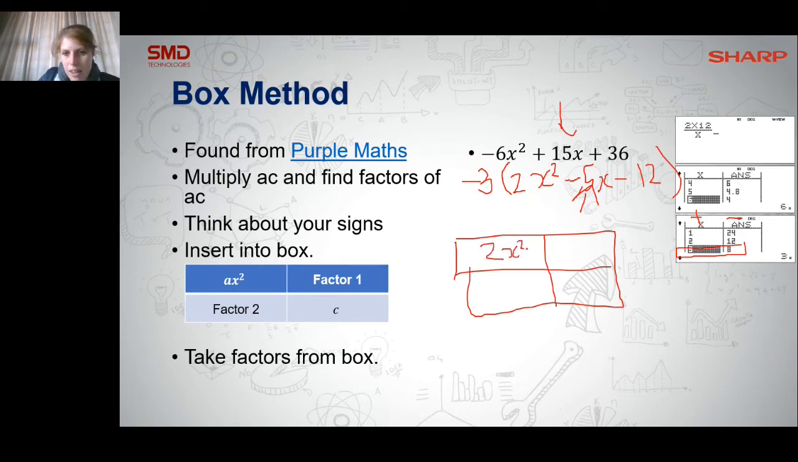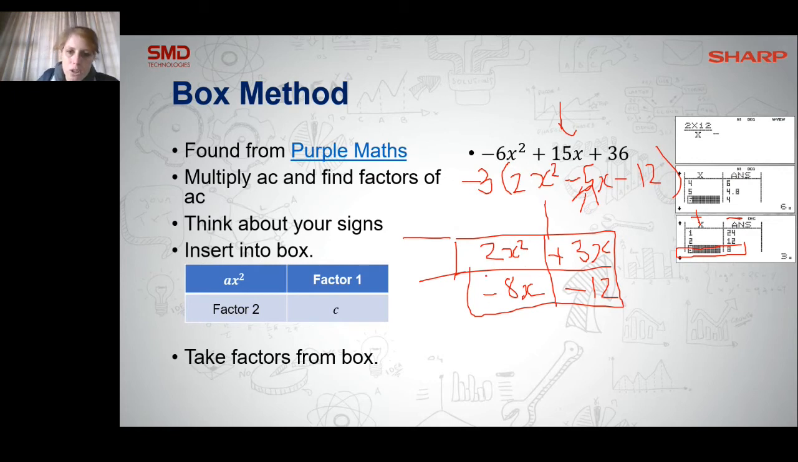Okay. Then what we do is we say, okay, I've got plus 3x. So I'm going to put that here. And I've got minus 8x. And these go in these two corners here. And then, of course, my C value, which is minus 12. Then what you do is you take out common factors across your table.